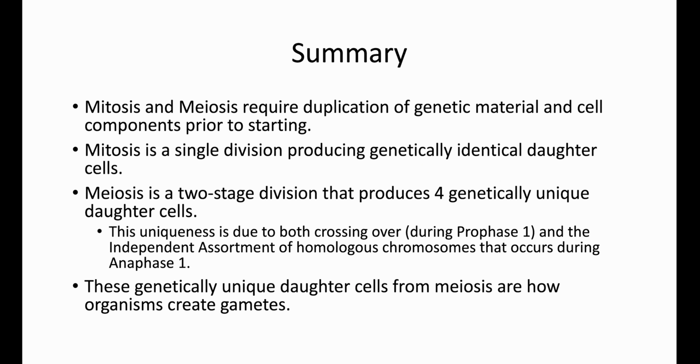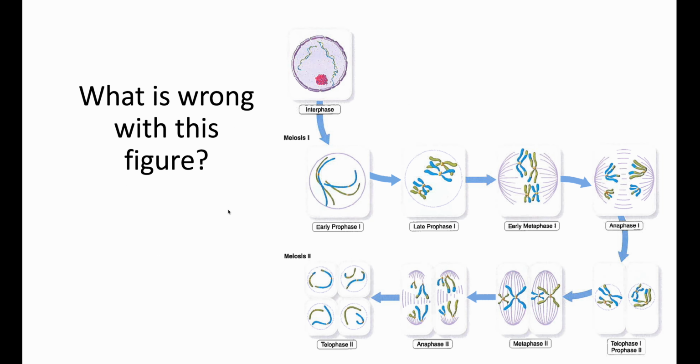So that's a summary of this. It's that gamete formation that is important for understanding the initial steps of understanding monohybrid and dihybrid crosses, which is why I want you to know this. So here's a figure from a textbook, and there are some mistakes in this figure. It's a figure of meiosis. Take a few minutes as practice for what you understand and don't understand about meiosis, and see if you can figure out what the mistakes are in this figure.